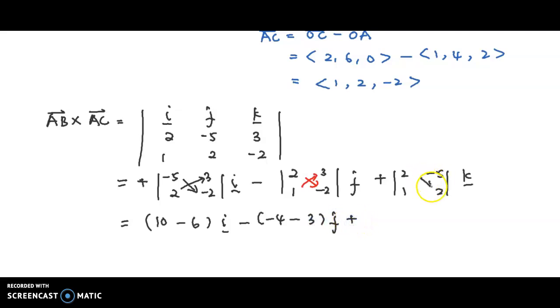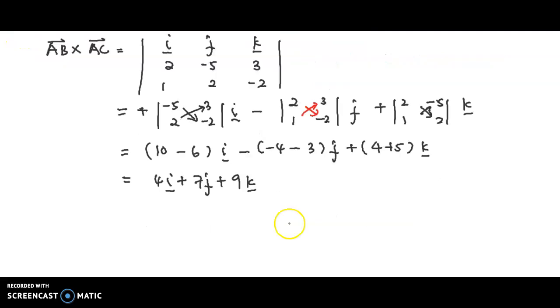And the last one is 2 multiplied by 2, which is 4, minus negative 5, so you will get 4 plus 5. That will be K. Alright? So after simplifying, you will get this. Yeah? This is your AB cross AC.